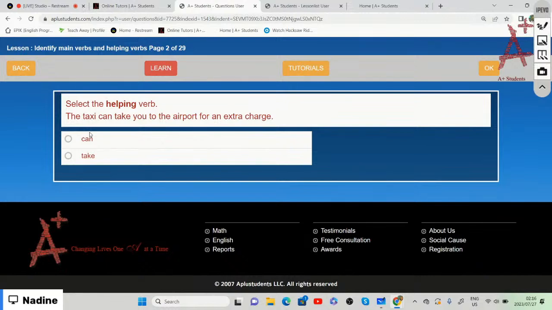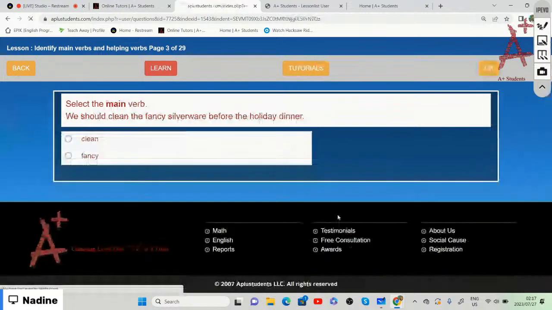Is it can or is it taxi? Can or taxi? All right, which means that we are going to choose the word can, right? Because can is the helping verb, which is also a modal verb. But taxi is the main verb.